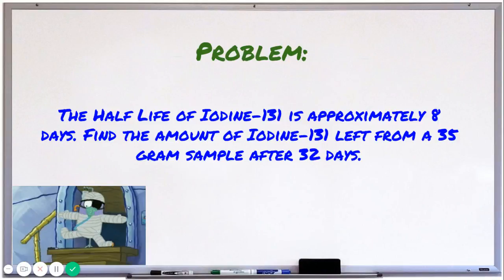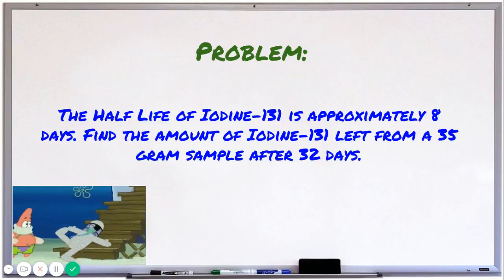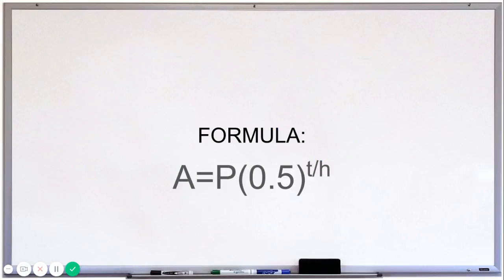iodine-131 is 8 days. Before you begin to solve the problem, you should write out the half-life formula, which is A equals P in parentheses 0.5 to the power of T divided by H. P is the initial amount of grams in the sample, T represents the time, and H represents the number of half-lives.